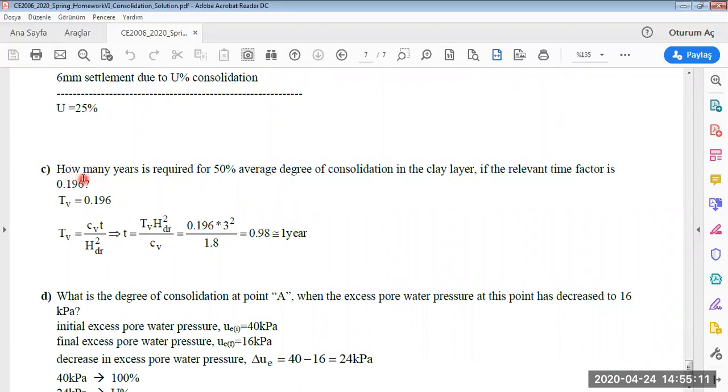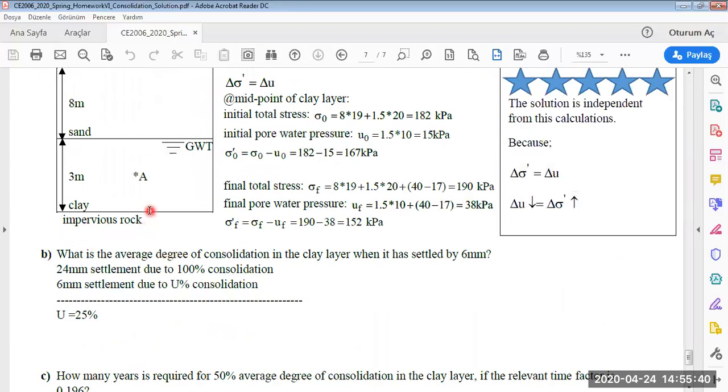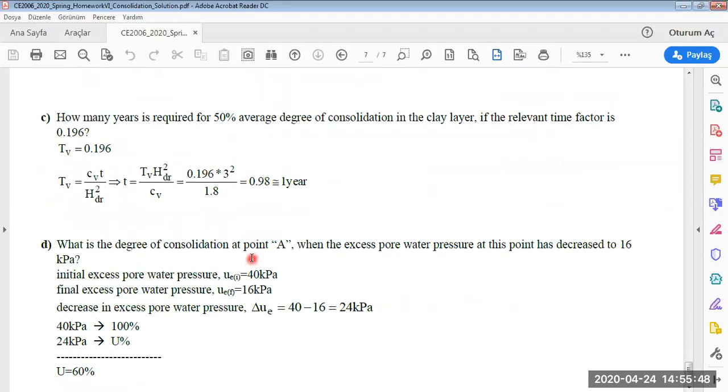Here the time is asked for half of the consolidation, and the relevant time factor is already given here, but we can calculate by using the formula. And again, from here, we can calculate the required time. As you see here, the drainage path is given as 3 meters. As I said, this is impervious. The drainage path is here. This is a drainage path. So we will use 3 meters. Please be careful about this.